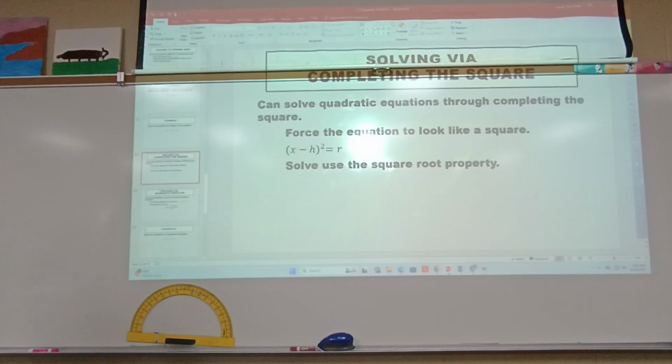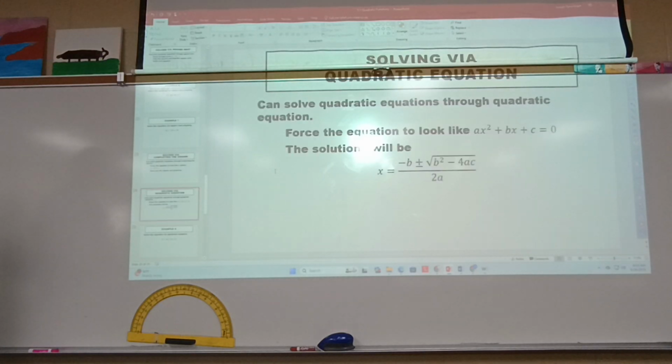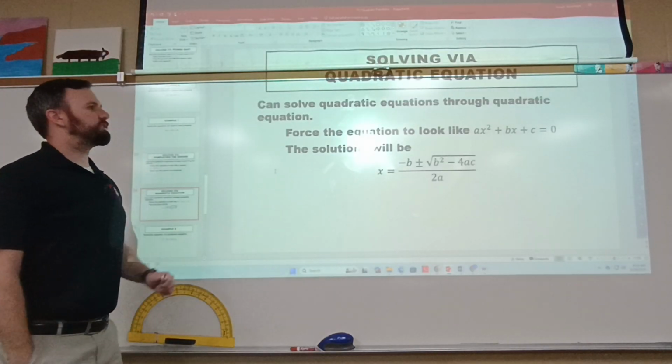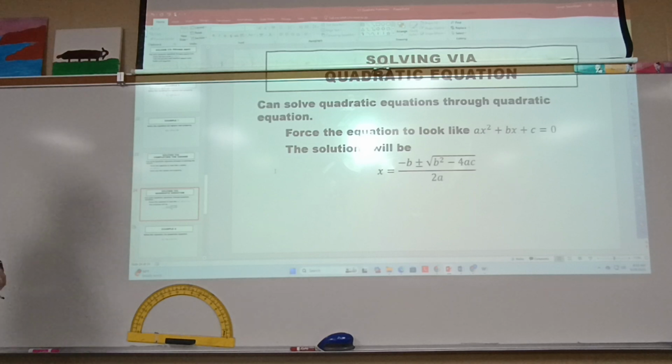Solve by completing the square. We are going to skip this. There's a whole separate section to it that we are not doing today. We might do, when do we do conic sections in here? I don't think we do. All right, solve through quadratic equation.